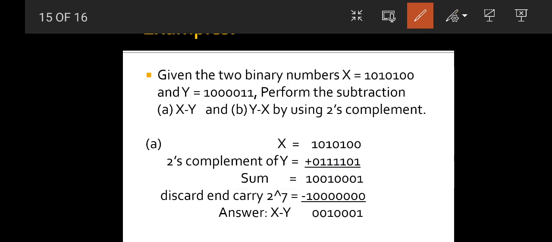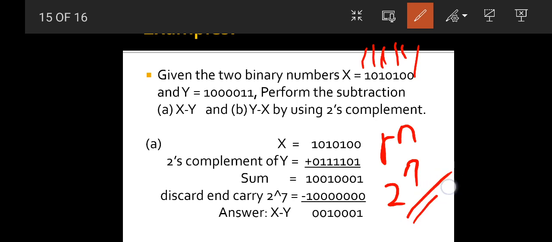So again, in producing your end carry, you have to use r raised to the power of n. Since your r is 2 and your digits are 1, 2, 3, 4, 5, 6, 7, so you have 7 digits. If you're going to get the value of 2 raised to the power of 7, it should be 128.